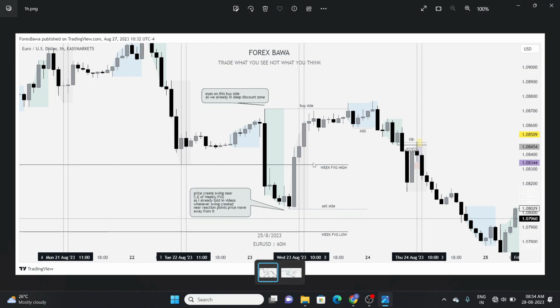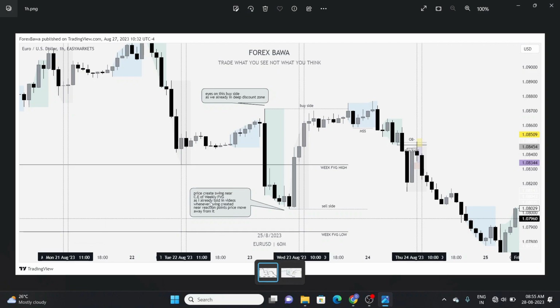Market tapped on a weekly fair value gap. This is the high point of the fair value gap, this is the low point of the fair value gap. Now we are at the midpoint, meaning the consequent encroachment of the fair value gap. When the fair value gap is large, we should divide it into 50%. We call it consequent encroachment.